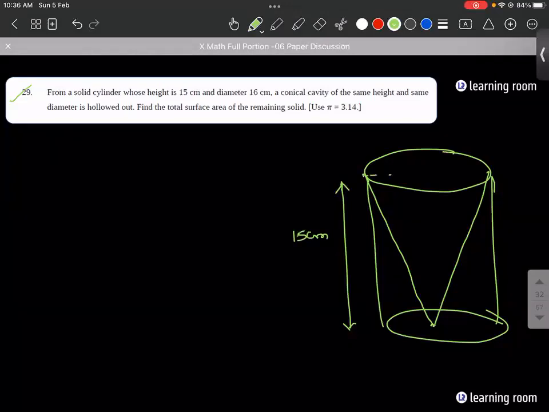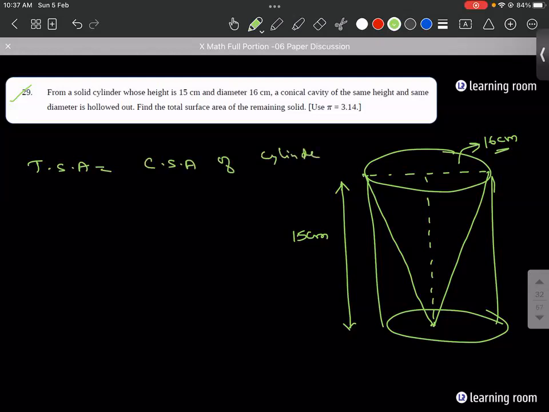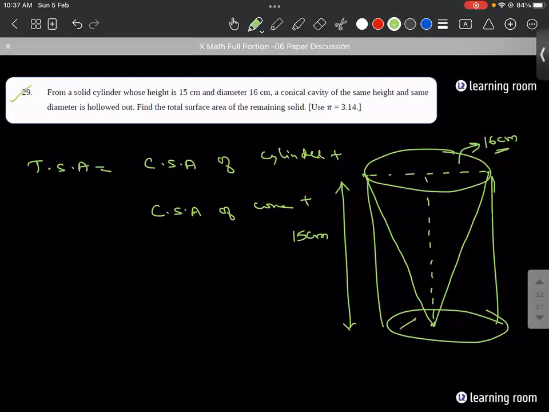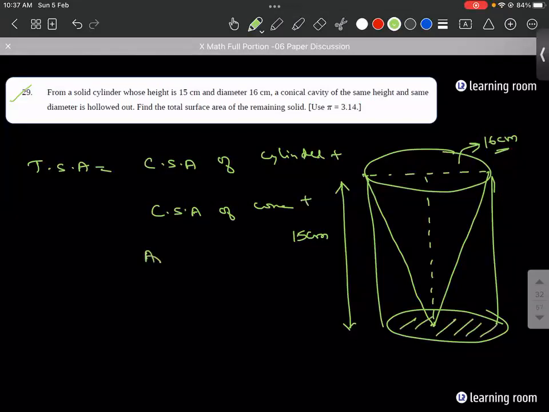Height is 15 centimeter, diameter is 16 centimeter. You have taken out a conical cavity out of it. So what is the total surface area? Tell me. It is going to be the curved surface area of cylinder plus the curved surface area of the cone plus pi r square, this area of the cylinder.